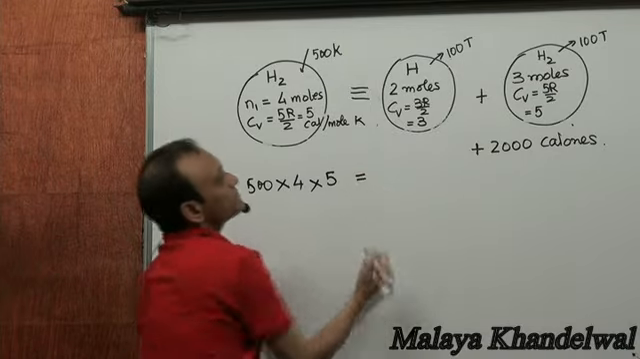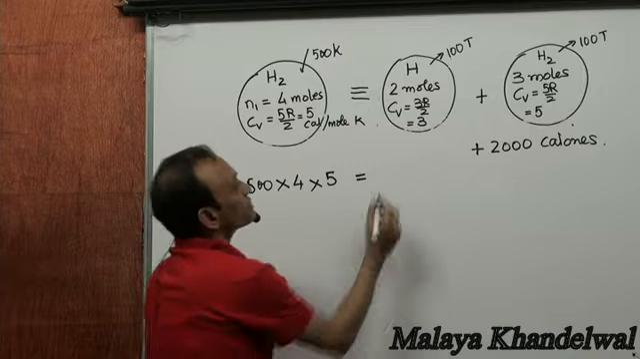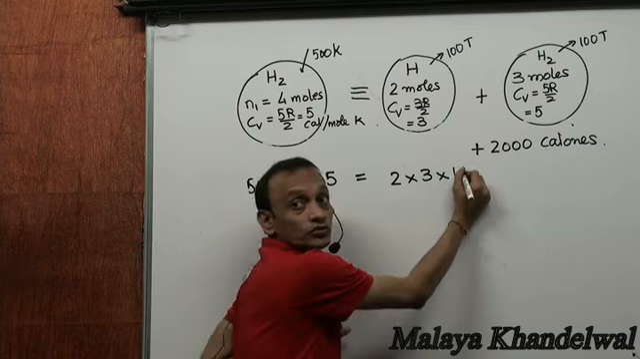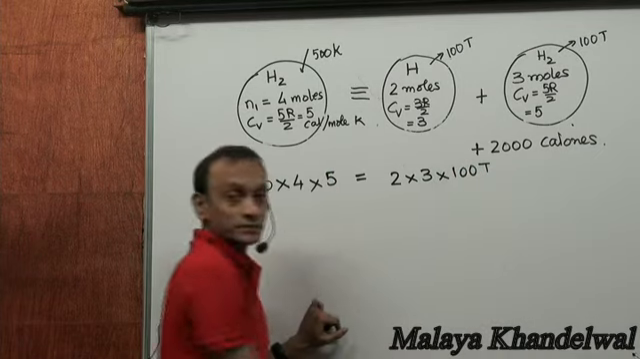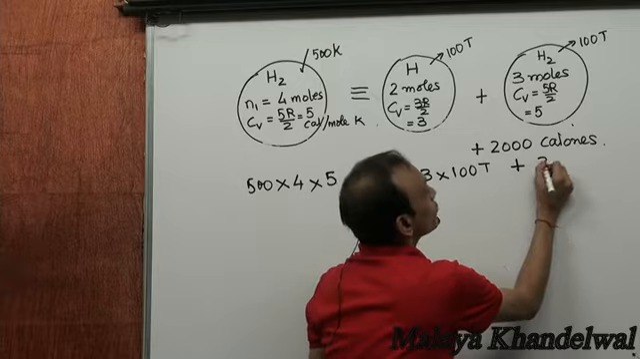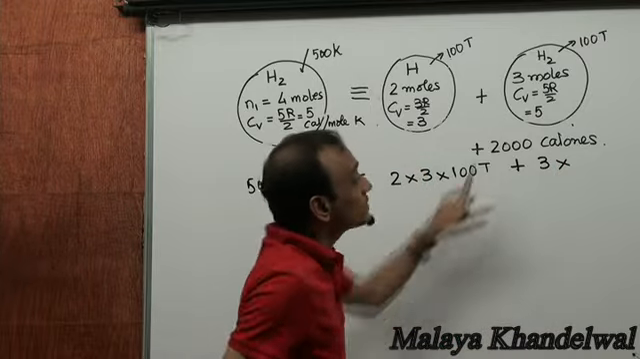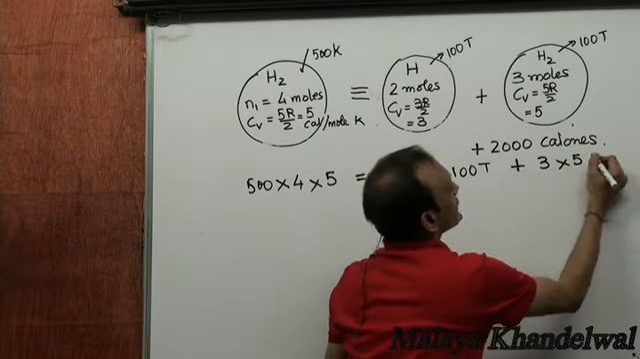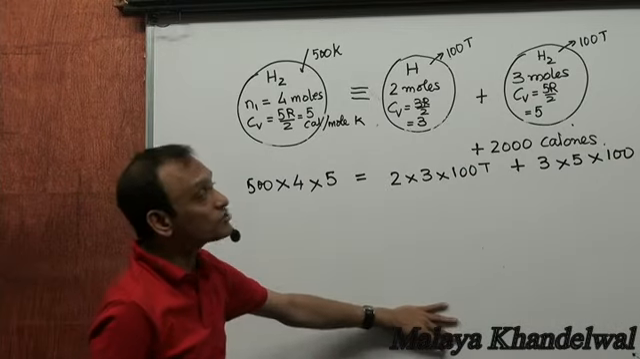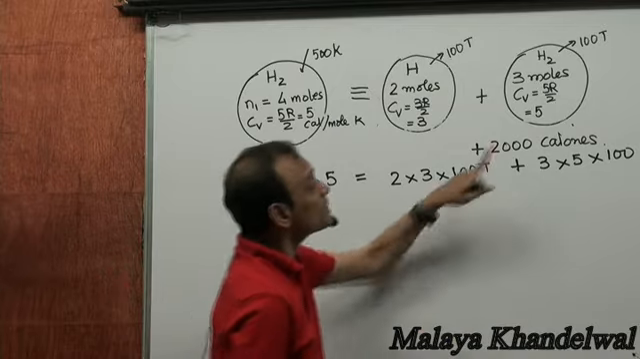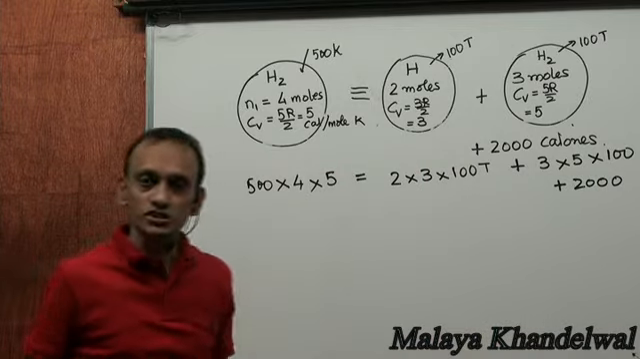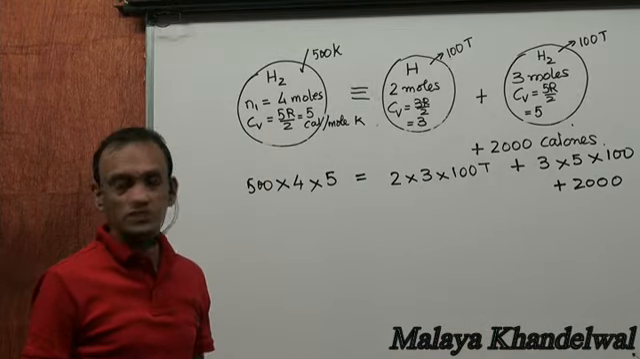Where all does it get delegated? Into 2 moles of hydrogen atoms with CV equal to 3 and temperature equal to 100 T, plus 3 moles of hydrogen into CV, which is 5, into temperature 100 T. That's the internal energy of the hydrogen gas. Plus there is 2000 calories of dissociation energy. Yes or no? This is what transpires.